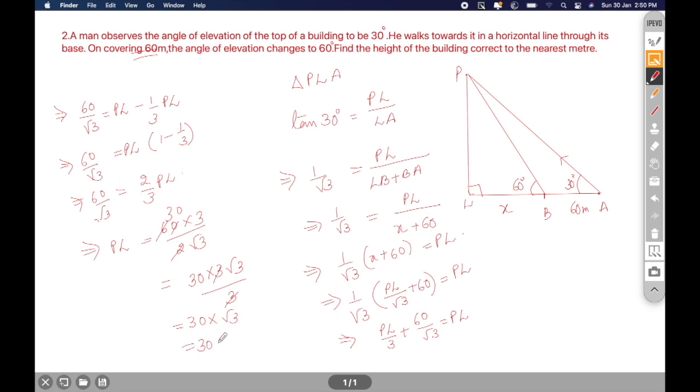The value of root over of 3 is 1.732. We should never keep our answers in root over form. So we have to substitute the value of root over 3 as 1.732. This multiplication gives 51.96 meter. But the question says find the height of the building correct to the nearest meter. So we have to give a whole number as the answer. So 0.96 meter can be considered as 1 meter. So 52 meter finally is the answer.